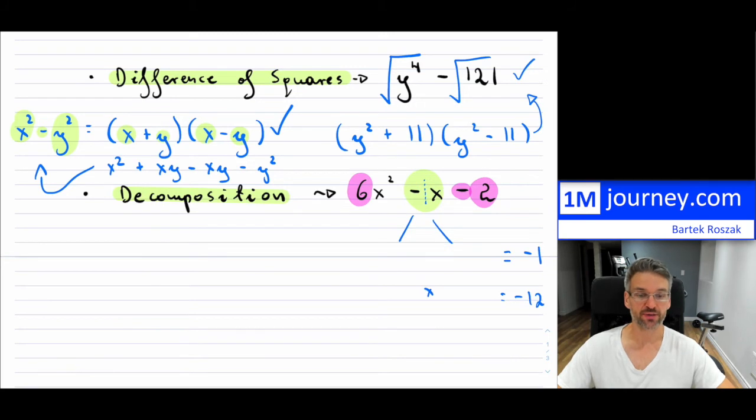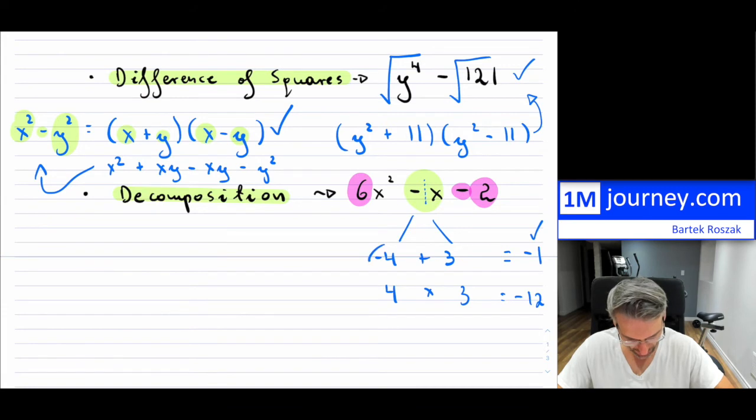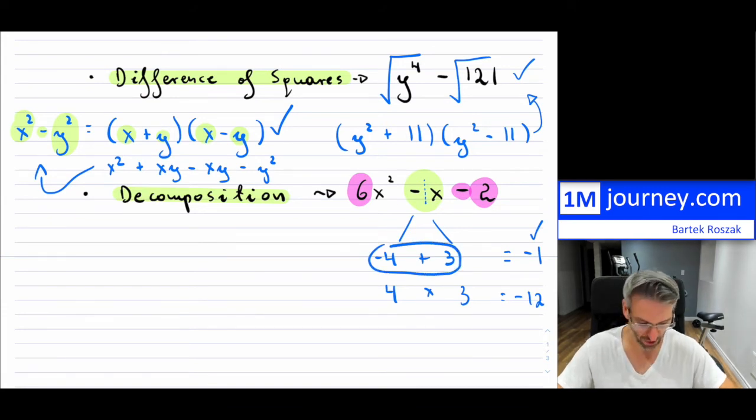So I have to now think, and this is where the guessing comes in. What are 2 numbers that if I add or subtract, they give me negative 1, and when I multiply give me negative 12? We know that one of them has to be negative because we have a negative 12 there. The one that pops into my head is 4 and 3, so that definitely gives me 12. Now, which one is negative? That is decided because here I have negative 1. So negative 4 plus 3 gives me negative 1. That's the decomposition of the negative 1 that I have.